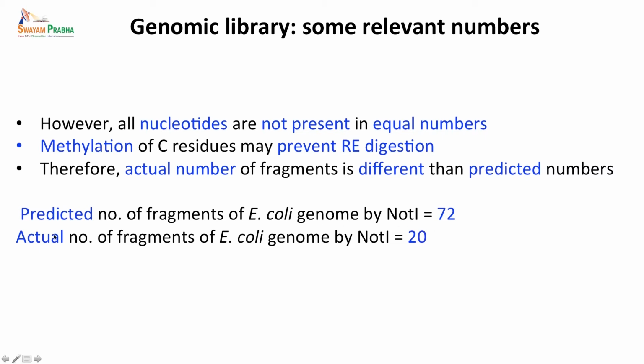To give you an example, if you take the NotI enzyme, which is an 8 base pair cutter, then the predicted number of fragments of the E. coli genome is 72. However, when you actually digest the E. coli genome with NotI, the actual number of fragments is only 20. So there can be a discrepancy between the theoretical numbers and what you actually get on the bench.